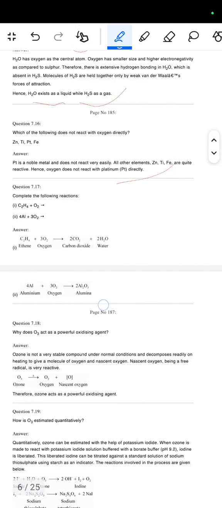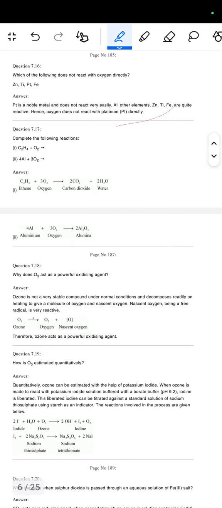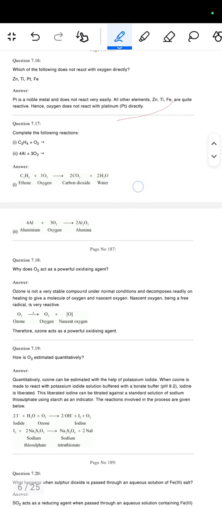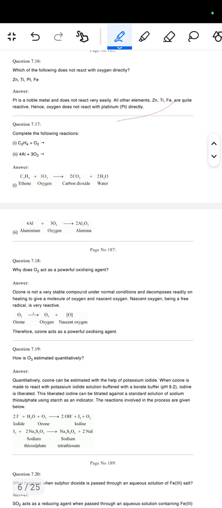Then comes: complete the following reactions, C2H4 plus O2 and 4Al plus 3O2. So C2H4 plus 3O2 gives 2CO2 plus 2H2O. Similarly, 4Al plus 3O2 gives 2Al2O3, alumina.